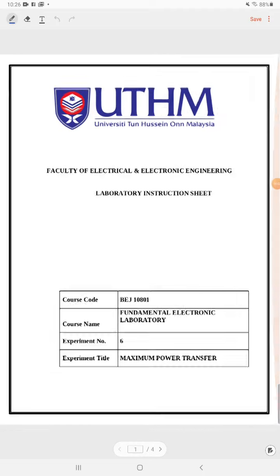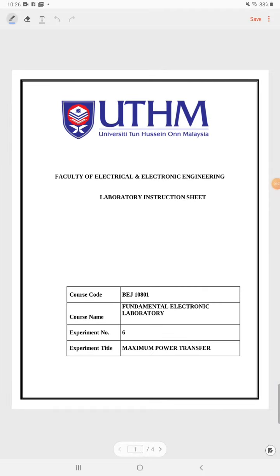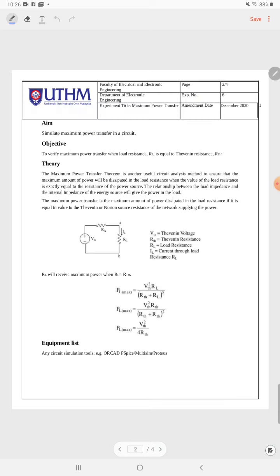Okay, good morning class. So for today's lab, we are at Lab 6, which is about maximum power transfer. Actually, Lab 6 is a continuation from the previous Lab 5, so in order to do the experiment, you need to know what the Thevenin theorem is. Okay, we go to the aims.